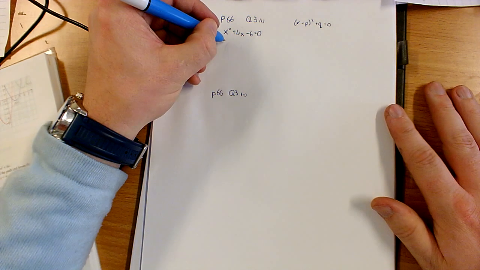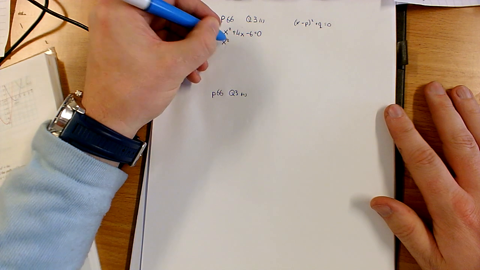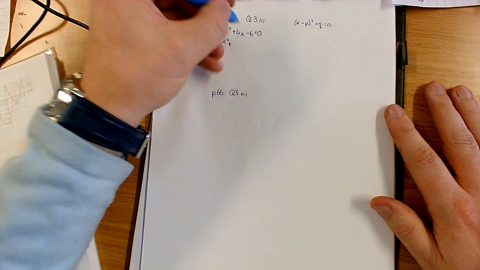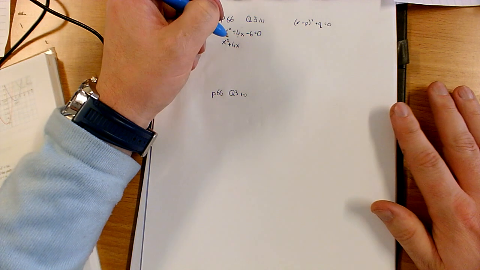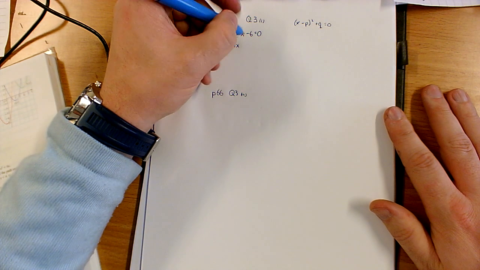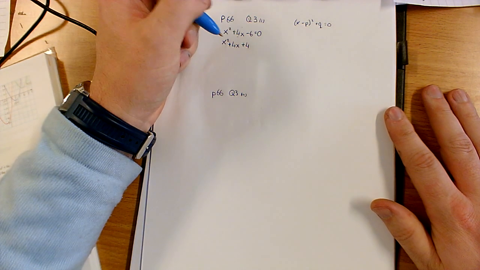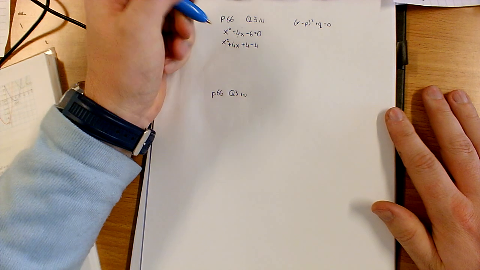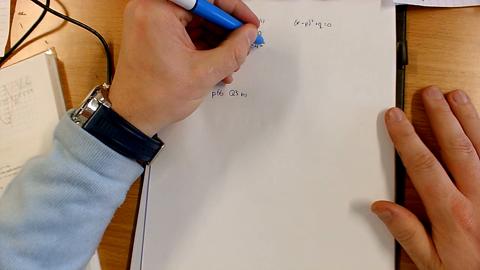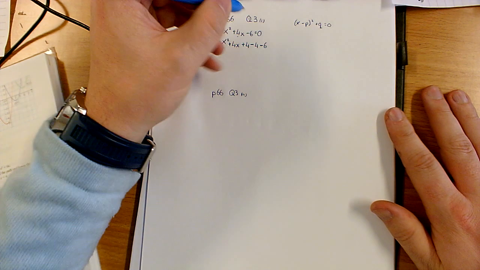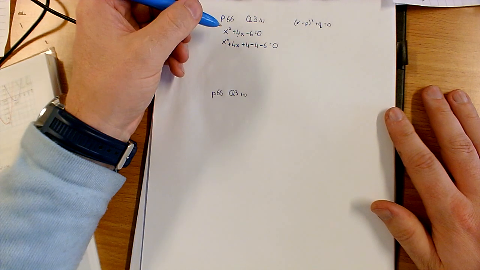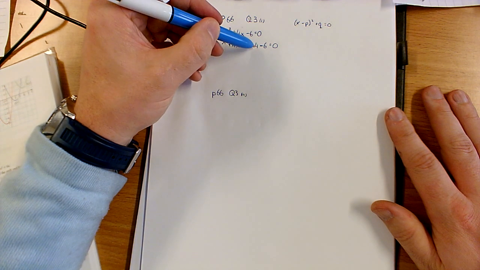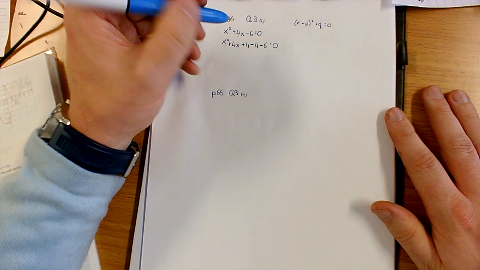So in order to be able to write it as a perfect square, I'm going to half this value. So half 4 is 2, and then I'm going to square it. 2 squared is 4, so I'm going to add 4. Now just to keep it together, I'm going to take away the 4 now, and there's my 6. So x squared, I added 4, then I took away 4, and there's my minus 6.